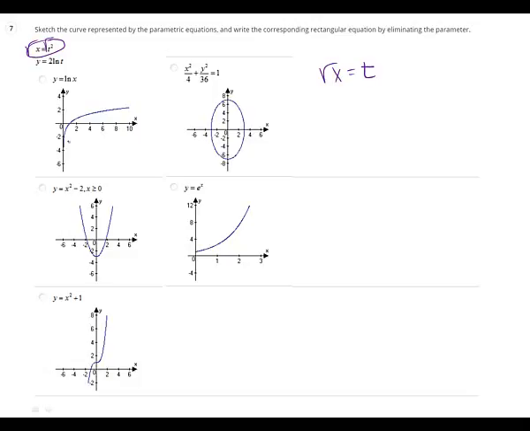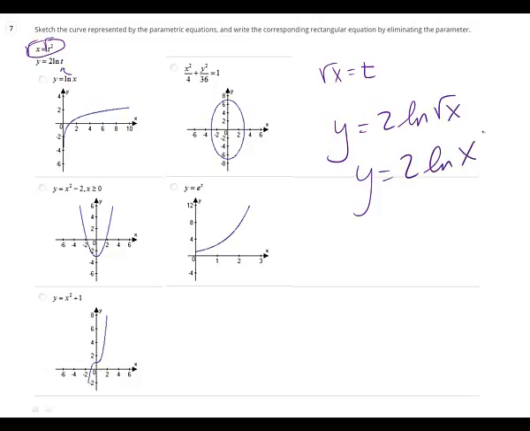Okay, so I'm starting by solving for t by taking the square root of each side. Now I'm going to plug that in here. So I've got y equals 2 natural log of the square root of x, but that is none of my choices, right? But I could do some algebra on that.